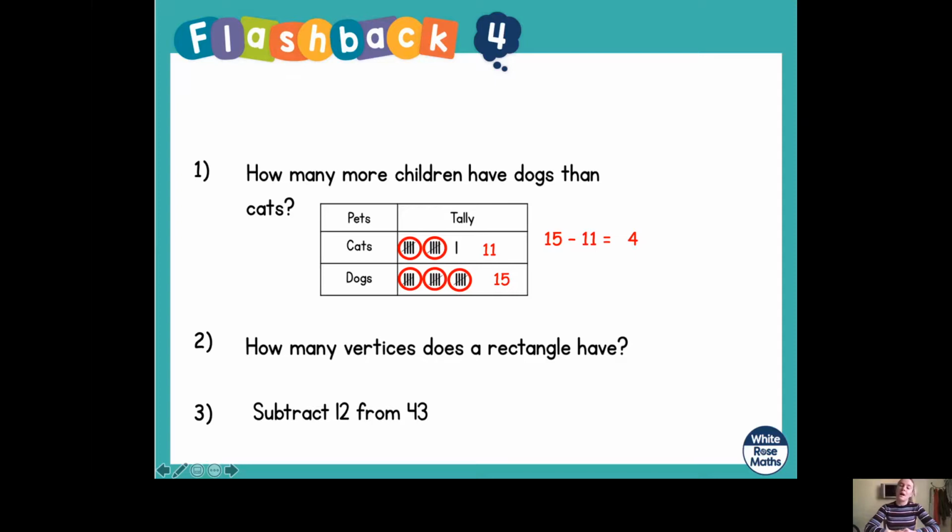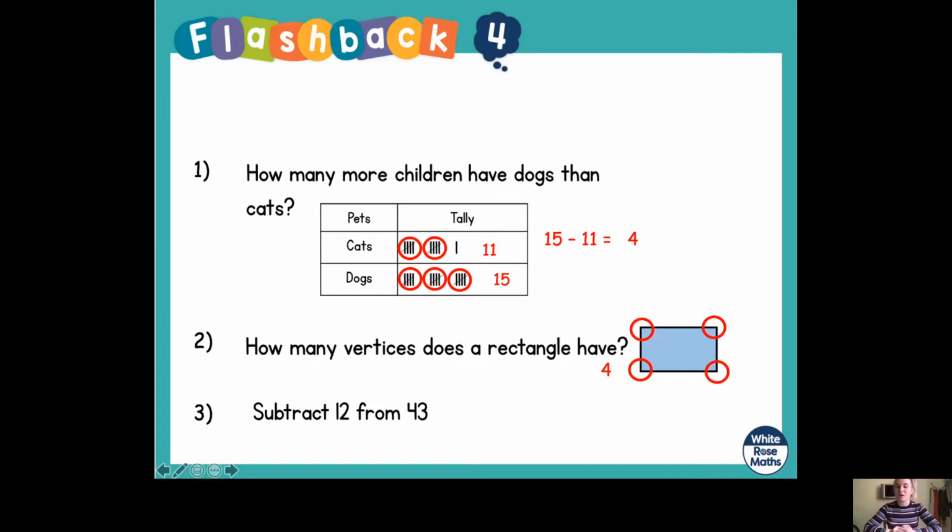Now, number 2, how many vertices does a rectangle have? Now, remember, a vertex is where 2 lines, 2 sides of the shape meet. It's another word for a corner, isn't it? So therefore, let's get our rectangle and count with me as I circle the vertices. Okay, so we've got 1, 2, 3, 4. Are there any more? No, there aren't, are there? So therefore, a rectangle has 4 vertices.